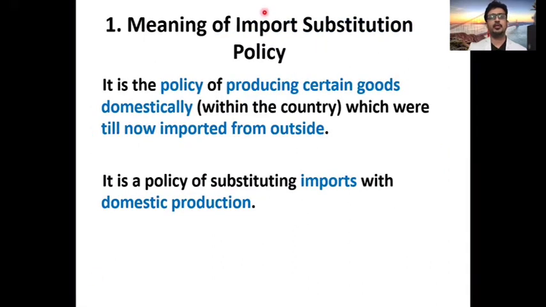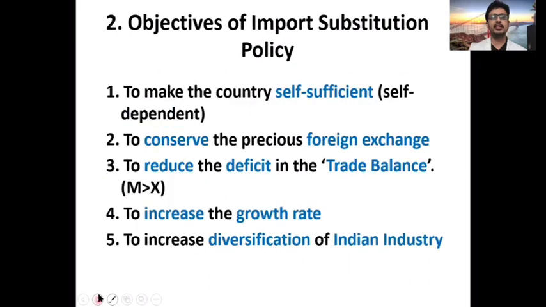We begin with the first point, that is the meaning of import substitution policy. Now, it is the policy of producing certain goods domestically, that means within the country, which were till now imported from outside. So basically the policy of import substitution means the policy of substituting the imports with the domestic output or domestic production. The second point is the objectives of import substitution policy.